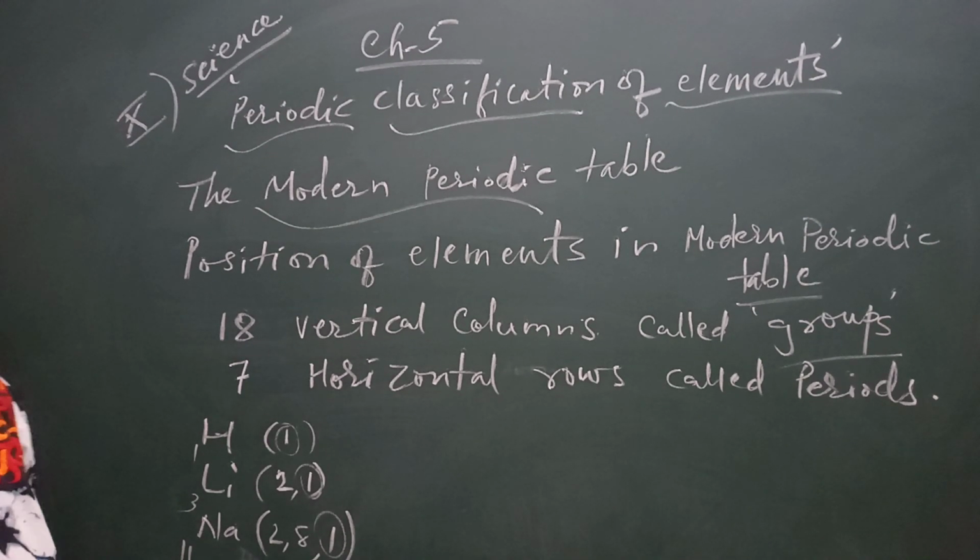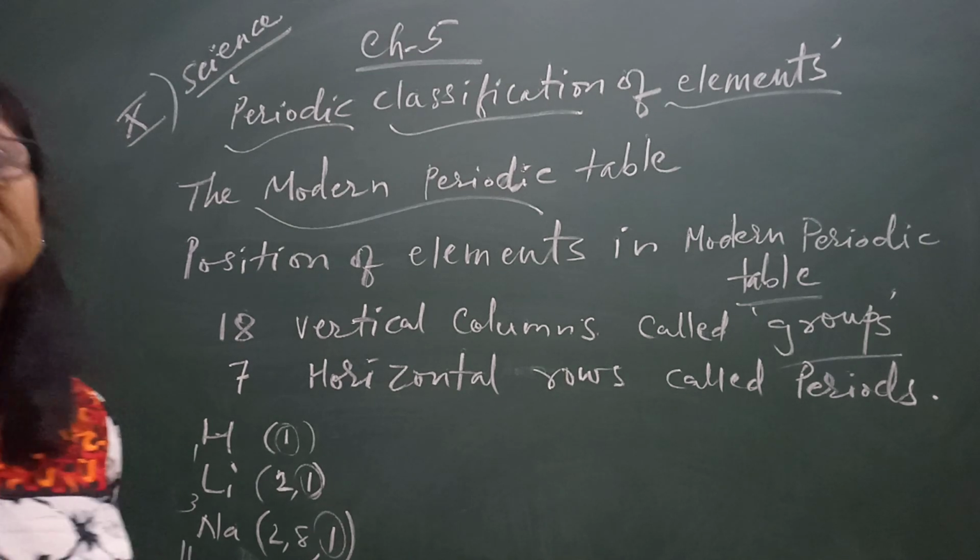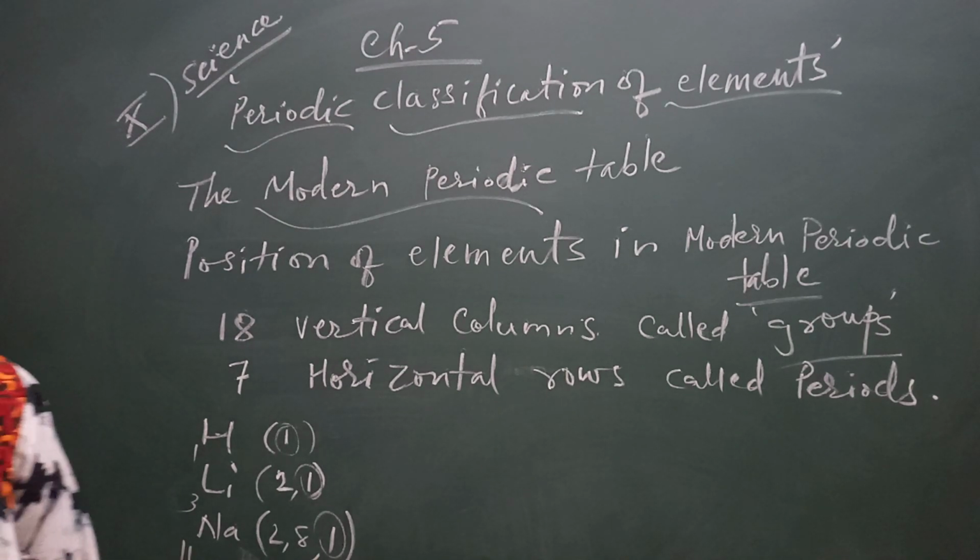Good morning students. Now let us continue the modern periodic table. Yesterday we already started. Now, how was the position of elements made in the modern periodic table? You know that the modern periodic table is based on the atomic number.